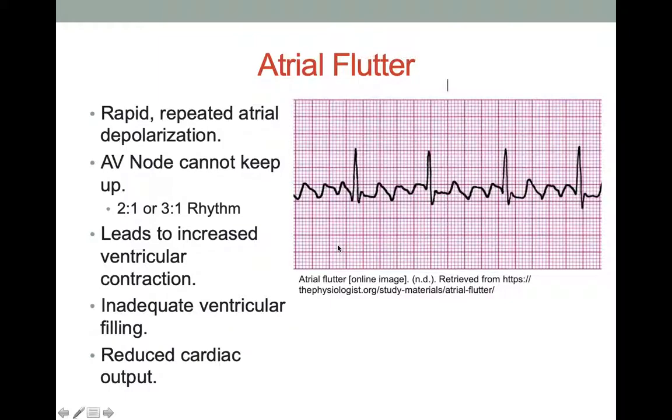Even though they're not equal, rapid increased atrial signals can lead to increased ventricular contraction. So if the atria is trying to fire 380 beats per minute, the ventricle is going to, even at 2-to-1 or 3-to-1, fire a lot more often than it's supposed to. So that leads to increased ventricular contraction.